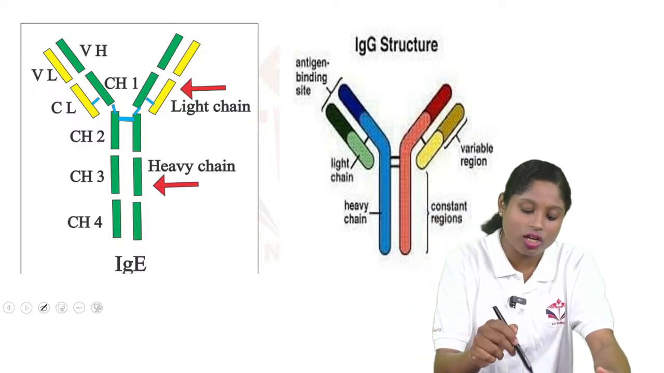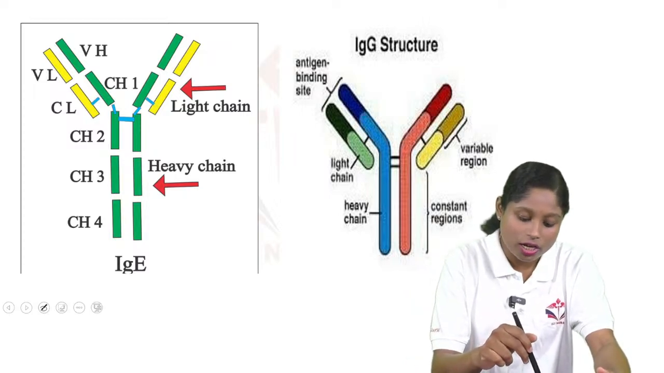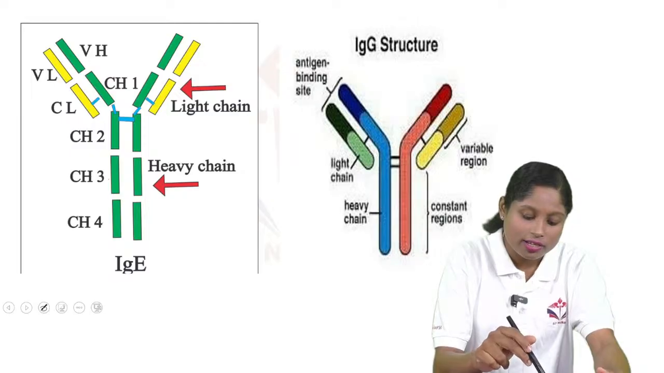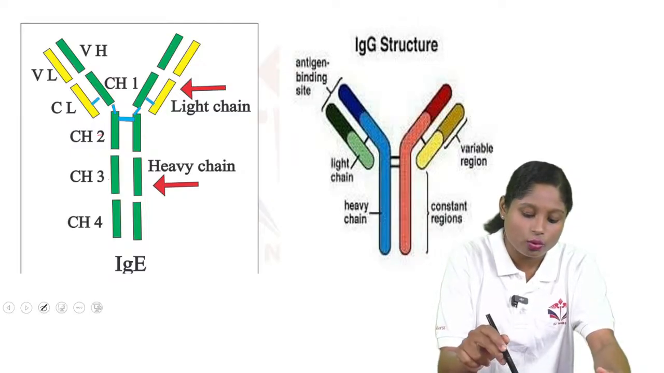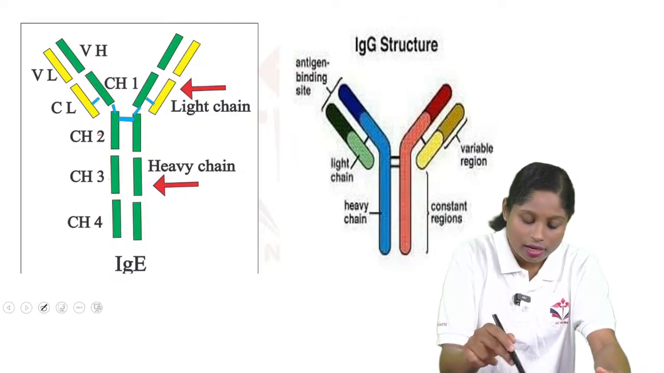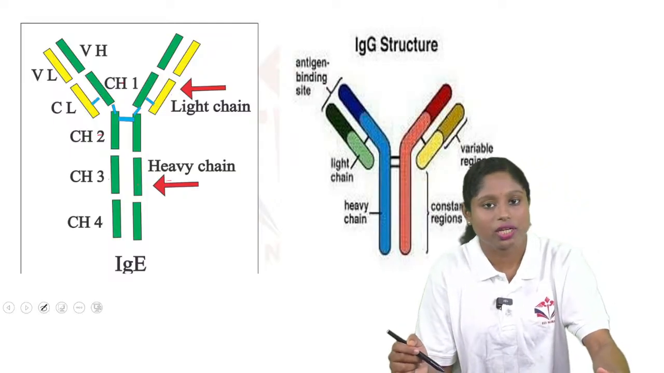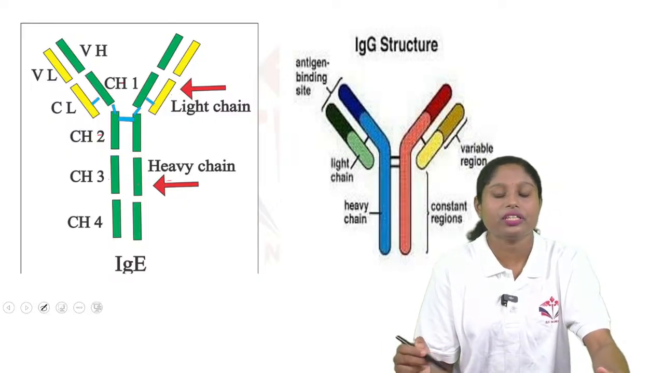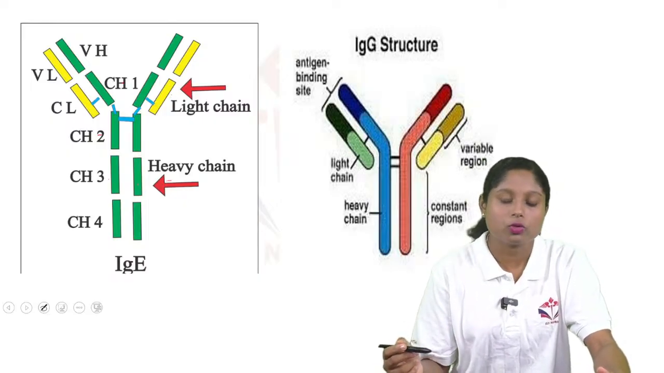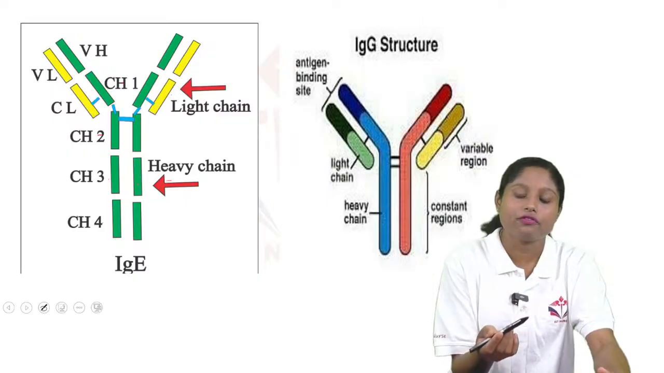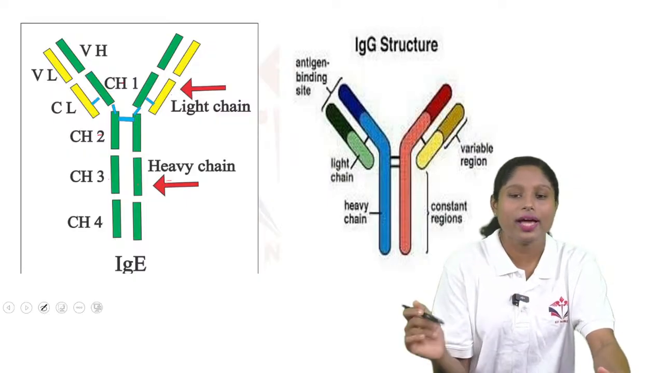So this is the structure. There are chains, CH4, CH3, CH2. Here is the chain you need to draw, CH1. Here you can see this is the light chain and this is the heavy chain. Draw this and identify it, that is also an important topic. Try to draw it on your draft sheet before going to the exam.